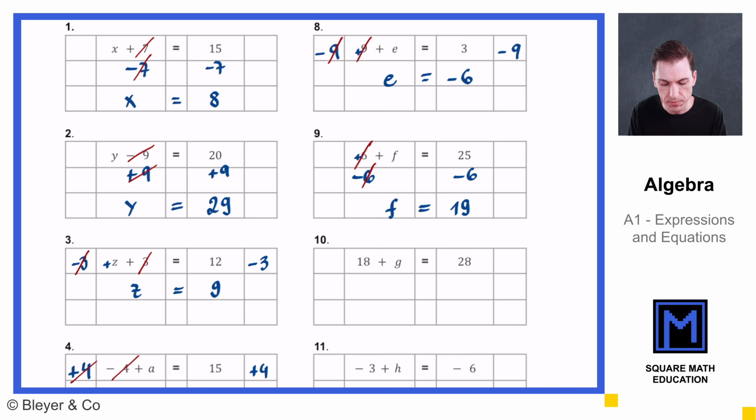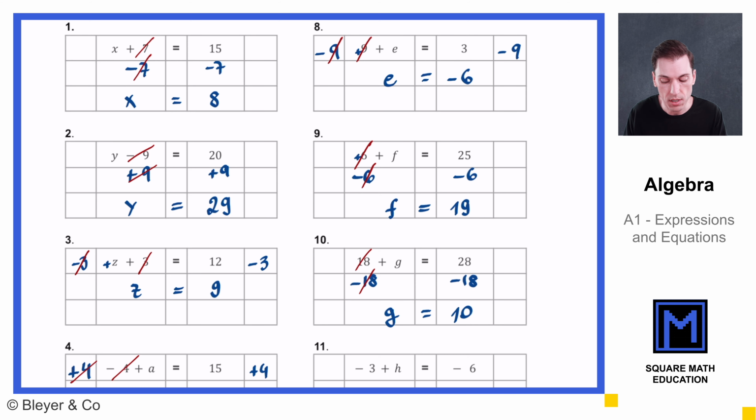Next equation, 18 added to G is equal to 28. Minus 18 on both sides of my equation, removing the opposite of adding 18. So adding 18 minus 18 on the left hand side cancels out. That leaves only G equals 28 minus 18, which is 10.